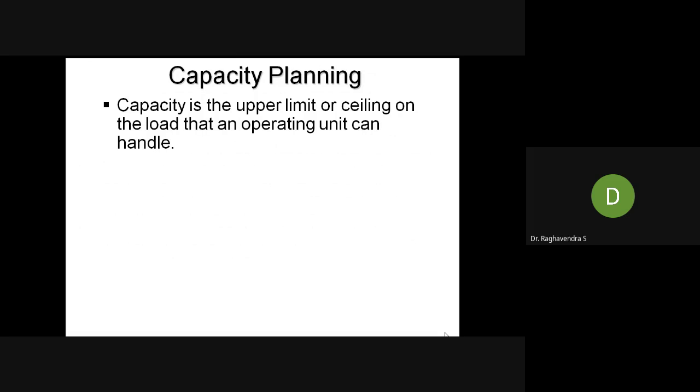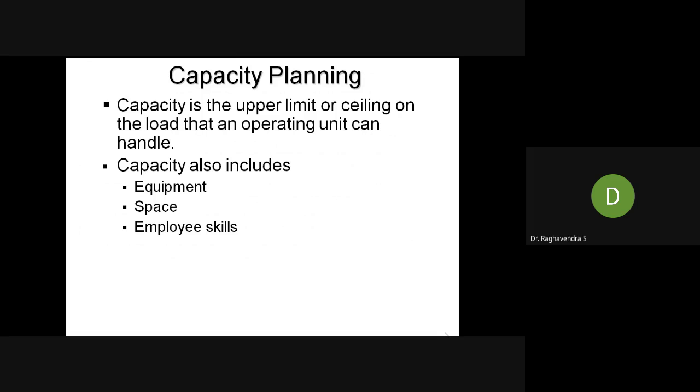Capacity is the upper limit or ceiling on the load that an operating unit can handle. The exact meaning is that capacity in any industry or organization, whether in the goods sector or the service sector, is the capacity of producing output. The meaning of capacity is nothing but the upper limit, a maximum limit or a ceiling, on the load that an operating unit can handle.